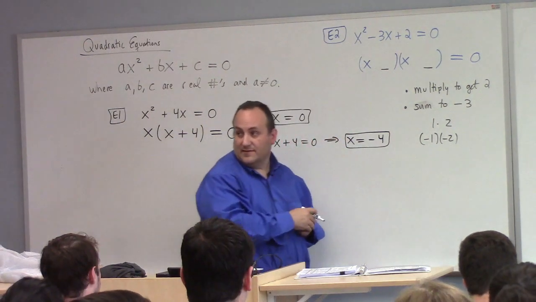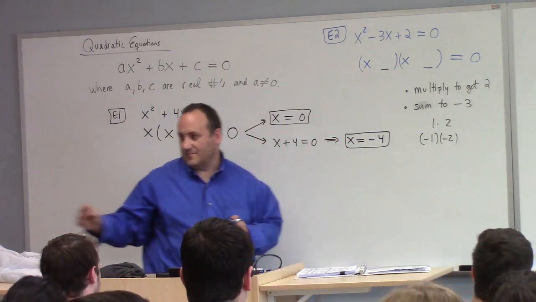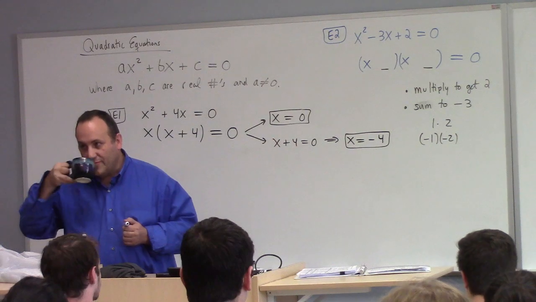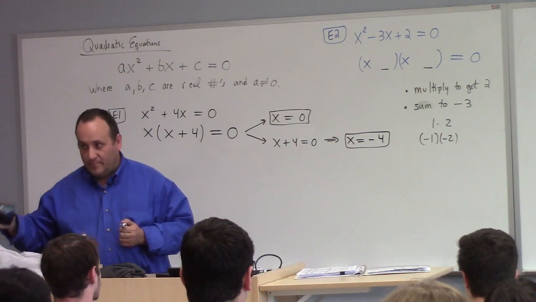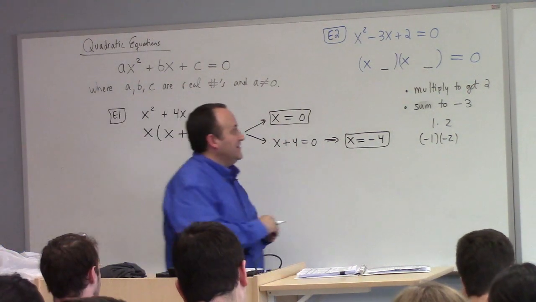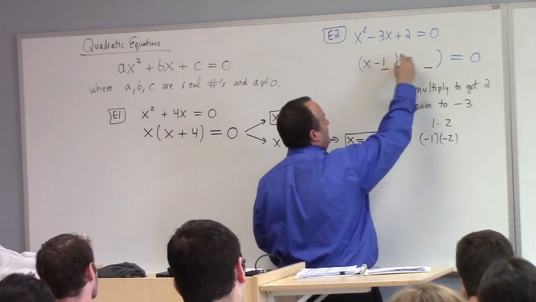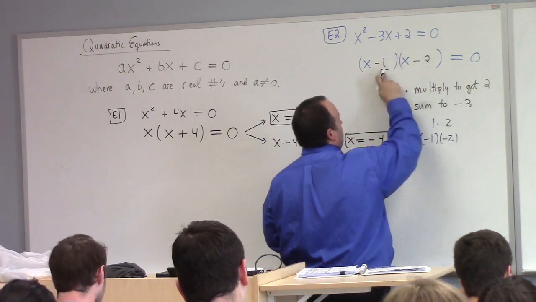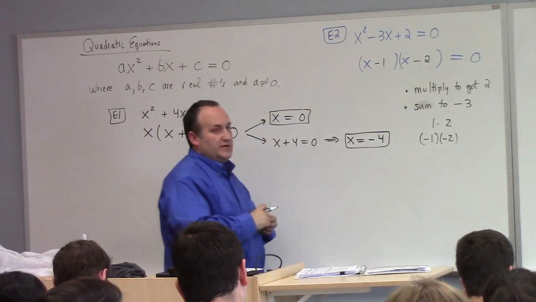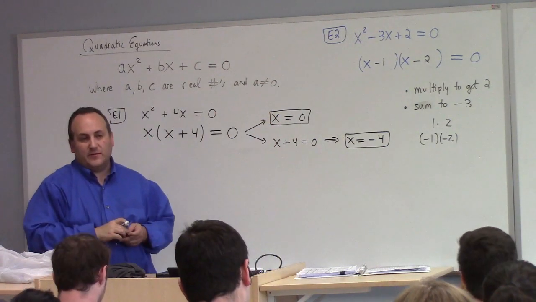So it's parentheses x minus 1 times x minus 2 in parentheses. That is correct. That is exactly it: x minus 1 times x minus 2. Wonderful. That's factored. Now, how do we solve the problem?